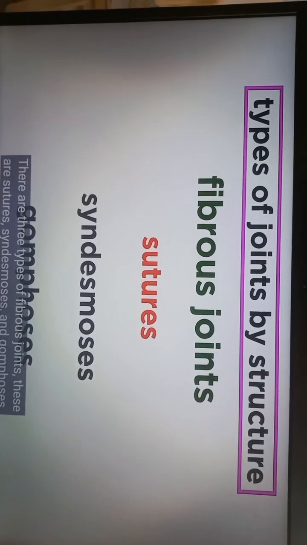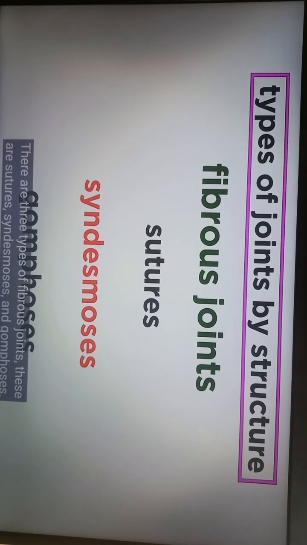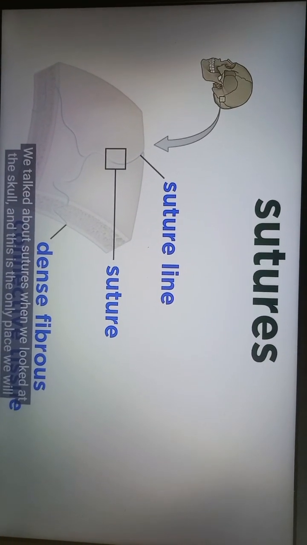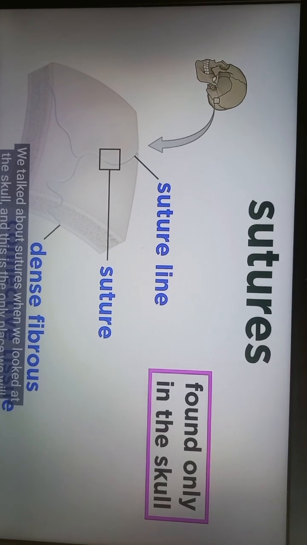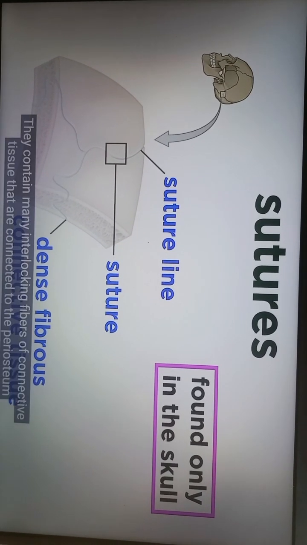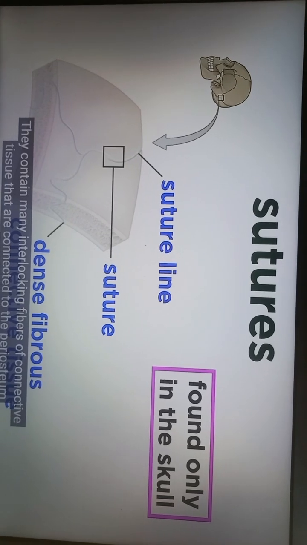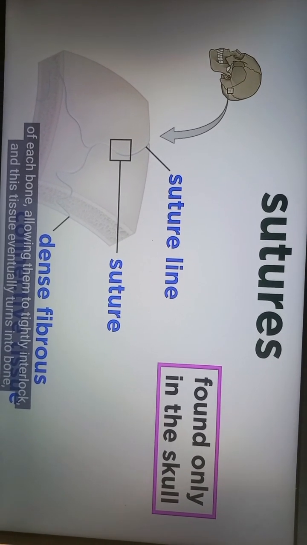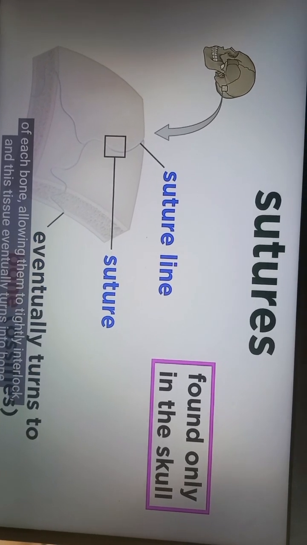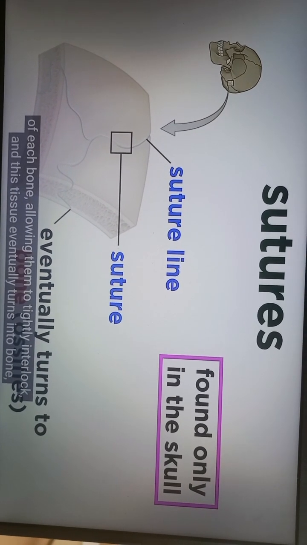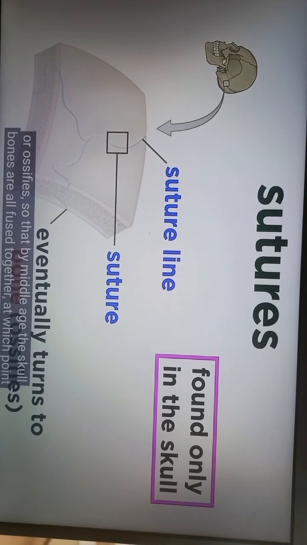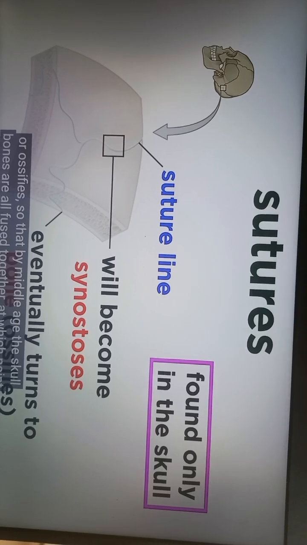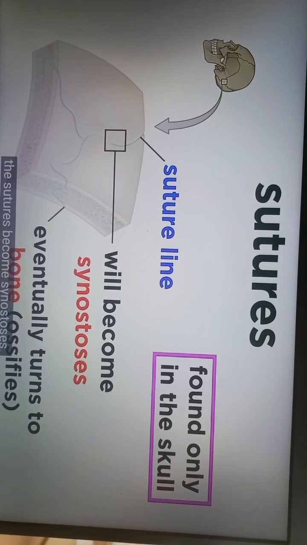These are sutures, syndesmoses, and gomphoses. We talked about sutures when we looked at the skull, and this is the only place we will find them. They contain many interlocking fibers of connective tissue that are connected to the periosteum of each bone, allowing them to tightly interlock, and this tissue eventually turns into bone, or ossifies, so that by middle age, the skull bones are all fused together, at which point the sutures become synostoses.